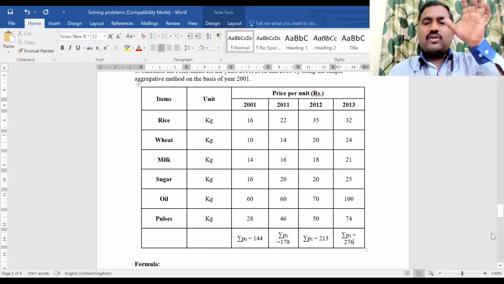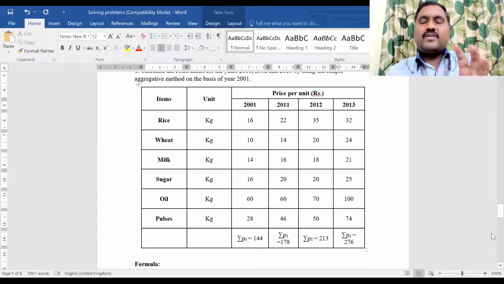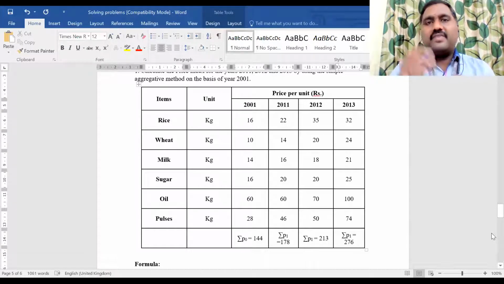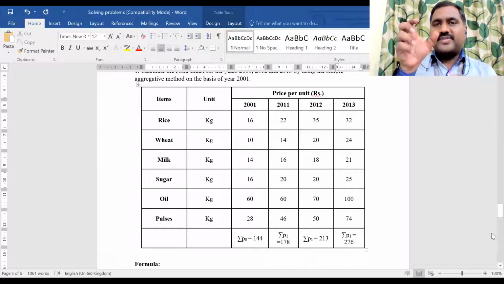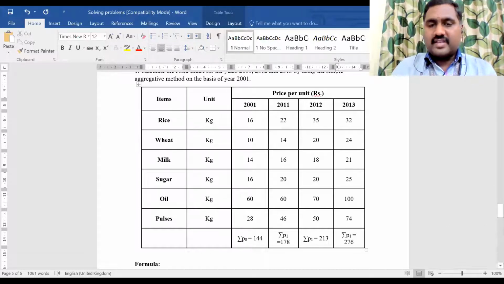So now we got the total price value for all the years. It is just a simple calculation. We have to find the summation because in the formula we have summation P1 divided by summation P0 into 100. Summation P1 is the current year, and summation P0 is the base year. The problem says 2001 is the base year, so we are taking summation P0 here, and all the rest of the years are summation P1 only.